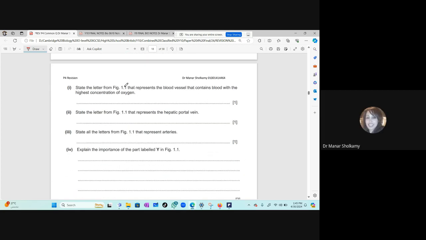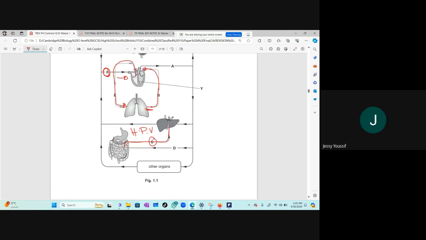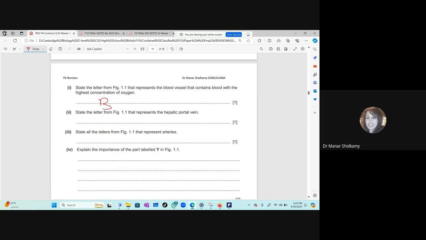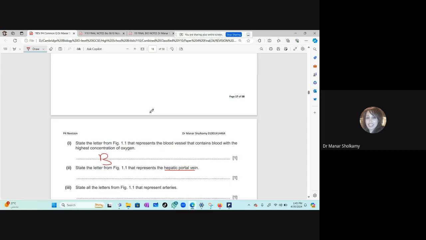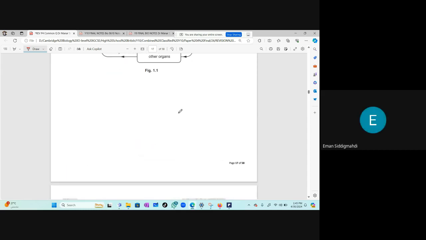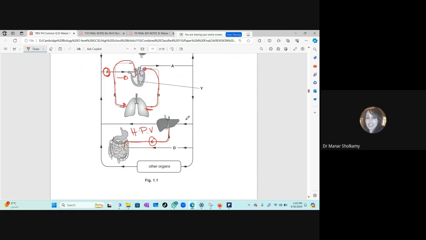State the letter from figure 1.1 that represents the blood vessel that contains blood with the highest concentration of oxygen. Which one has the highest oxygen? The pulmonary vein. B. Yes, it's B. Correct. It is B because it's directly coming out of the lungs. Okay. State the letter from the figure that represents the hepatic portal vein. We already labeled that. That was the first thing we labeled, which is C.